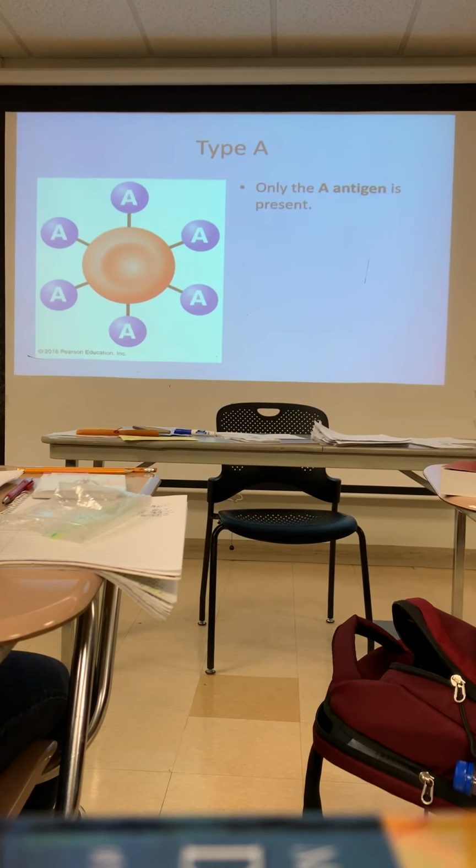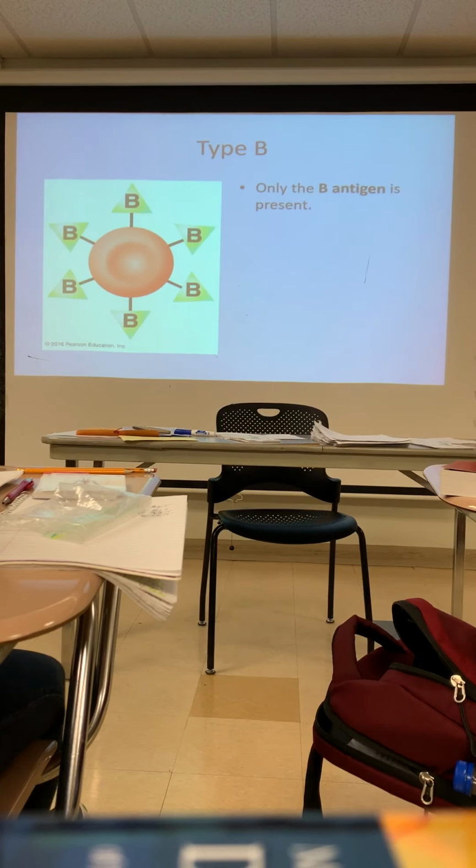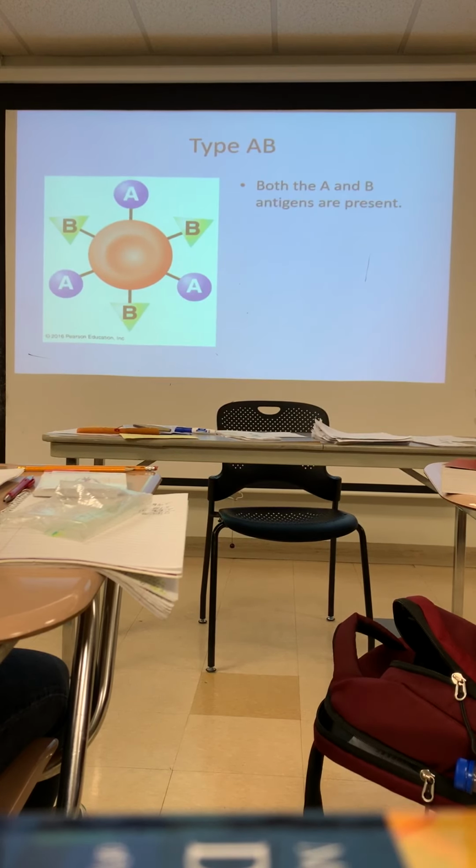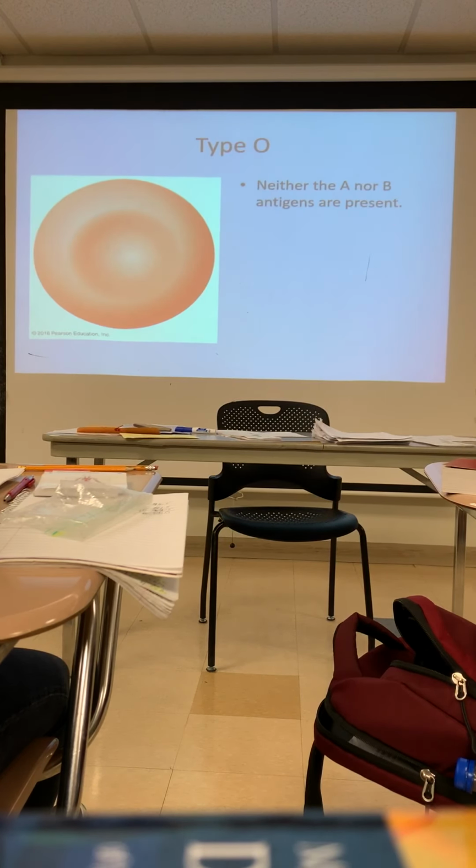Okay, this is how the antigen and the plasma look. Only the A antigen is present here. So this is what type of person? A, correct. Here only B is present on the plasma membrane of the red blood cells. This is type B. Okay, very good. And here the A and B antigens are both present. So this is a type AB person. And here there is no antigen. So this is type O. Please remember, type O has no antigen.